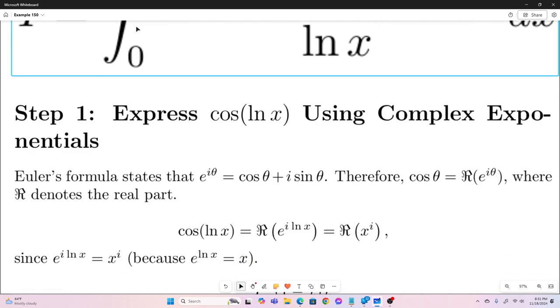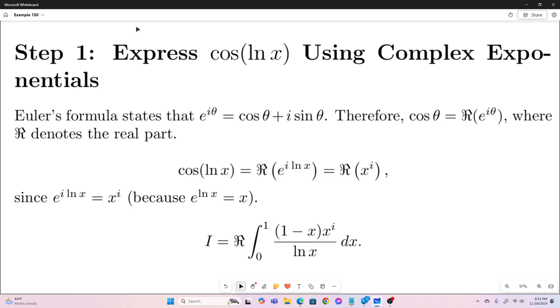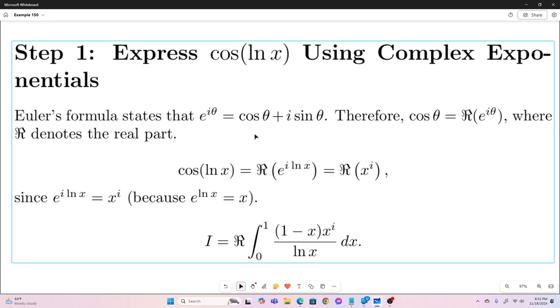So the first step is to just express cosine natural log x using complex exponentials. And we can use Euler's formula for that. It says that e to the i theta is cosine theta plus i sine theta. You guys all know that. Therefore, cosine theta is the real part of e to the i theta.